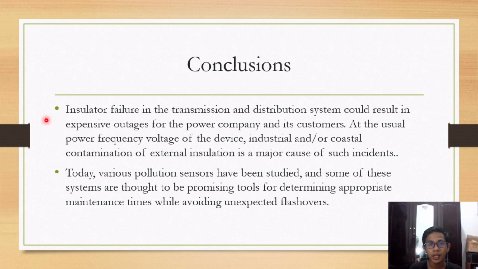For the conclusion, insulator failure in the transmission and distribution system could result in expensive outage for the power company and its customers. At the usual power frequency voltage, industrial and coastal contamination of external insulation is a major cause of such incidents. Today, various pollution sensors have been studied, and some of these systems are thought to be promising tools for determining appropriate maintenance times while avoiding unexpected flashover.